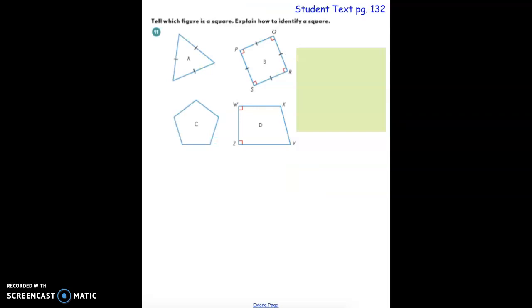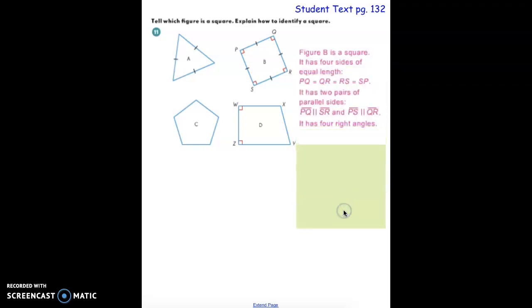Okay, on our next page, we are looking at which figure is a square. Well, I know what you're thinking. It's B, Mrs. Hubert, it's B. Well, yes, we all know that. But can you tell yourself why it's a square? Think about the angles. Think about the lengths of the sides. Think about how many sides. So if you've thought all those, check your answer. And the odds are you're probably right.